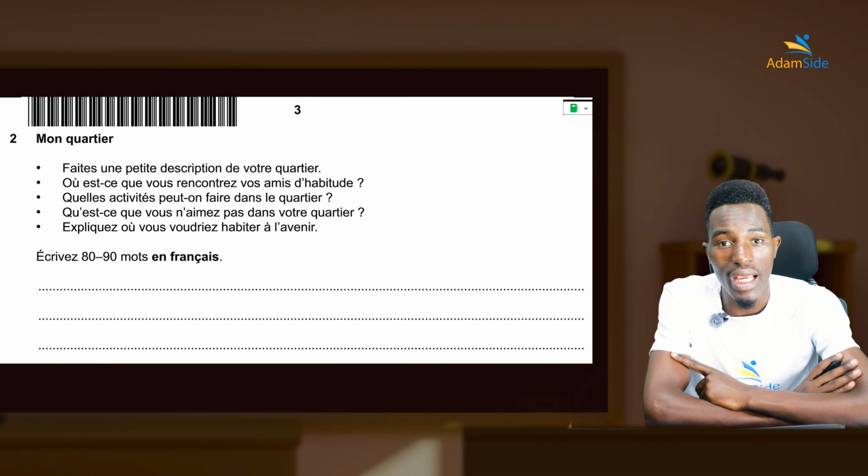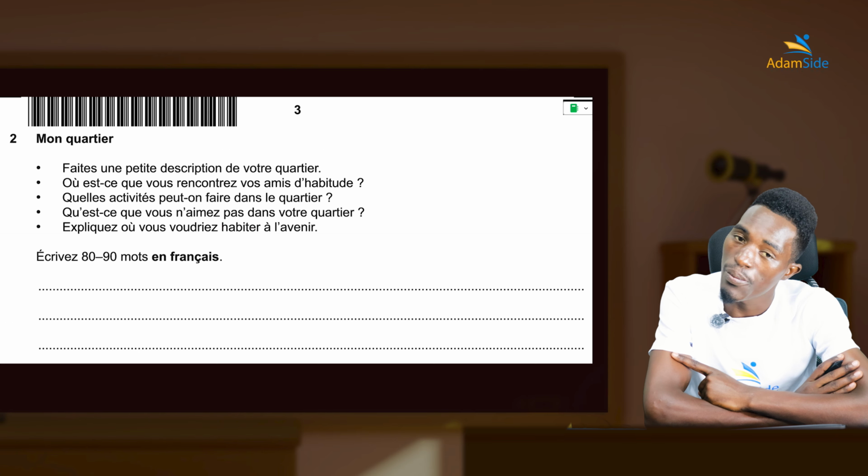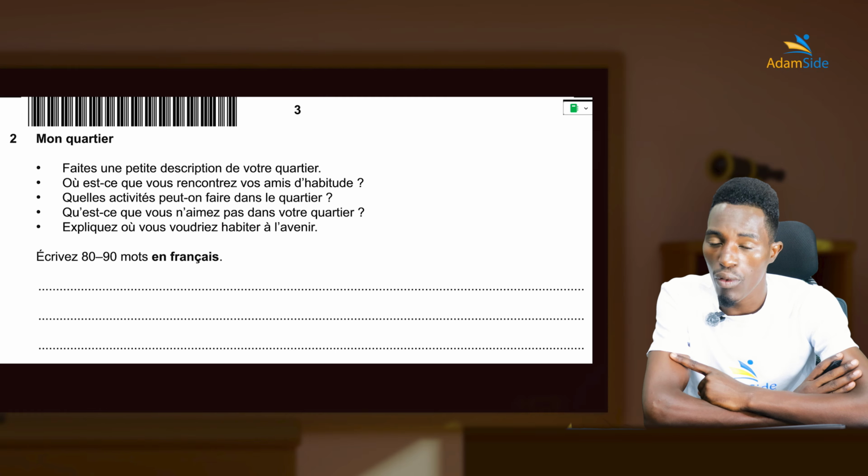Another thing that you have to consider in writing the French composition is the use of correct tenses. If it is present, make sure it is correct. If it is futur proche, make sure it is correct. Well-conjugated verbs. Use of adverbs and adjectives. So we are going to see how you have used the adjectives and adverbs in your composition.